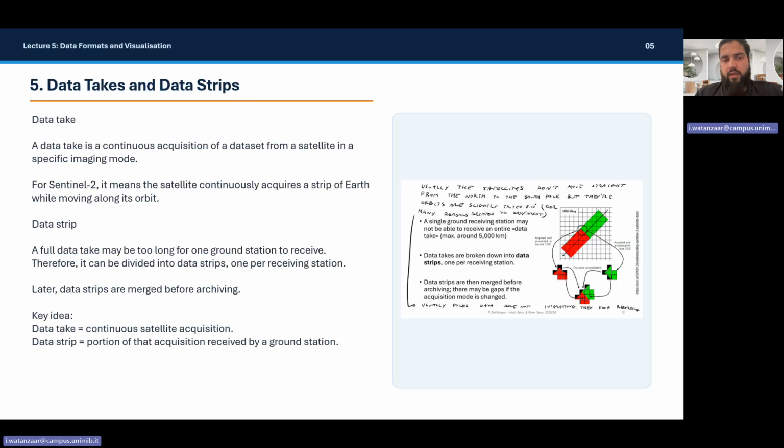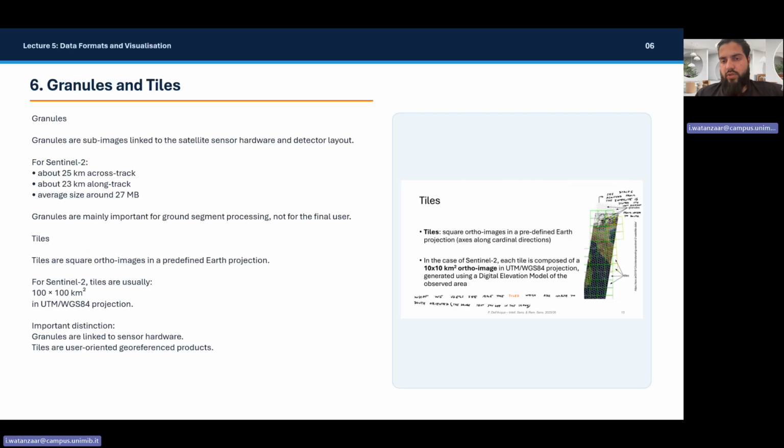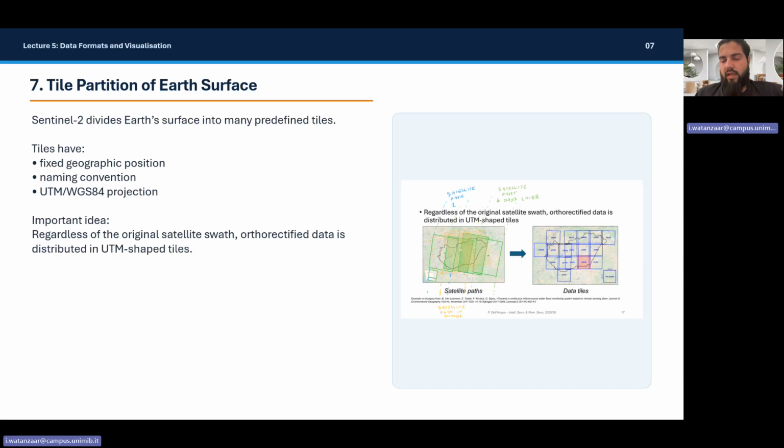If we go back again to the data take and data stripe, with the data stripe we literally know that this position has been received or this position is still remaining. So it is helping in this way. That's why the tile partitions of the earth surface are predefined. And at the end, they said it is regardless of the original satellite swath.